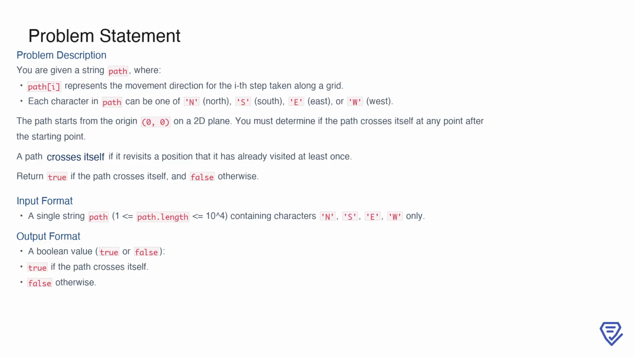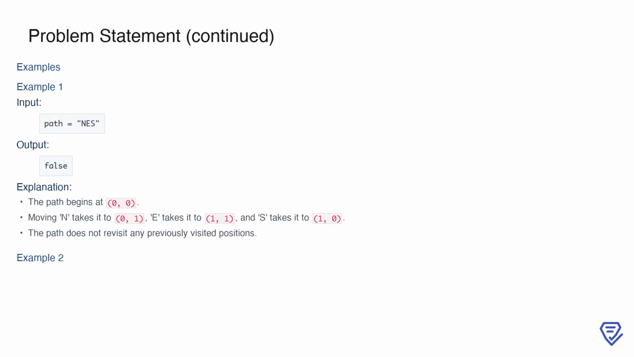The output should be a Boolean value: true if the path crosses itself and false otherwise. The input string path will have a length between 1 and 10,000, and it will only contain valid movement characters. Now let's look at some examples to better understand the problem.